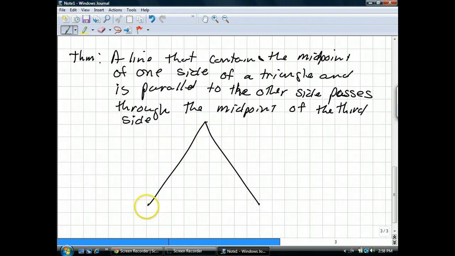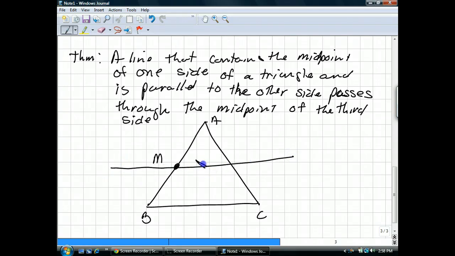We have some triangle A, B, C. And let's say point M is the midpoint of AB. And I have some segment going through M, but I know that this is parallel to this. Then if this is a midpoint and I know that this is parallel to the second side, then I know where the segment goes through on the third side, which is this point right here. We'll call it point N. Then we know that has to be the midpoint of the third side. So we know then that this has to be congruent to this. That's what the theorem says.